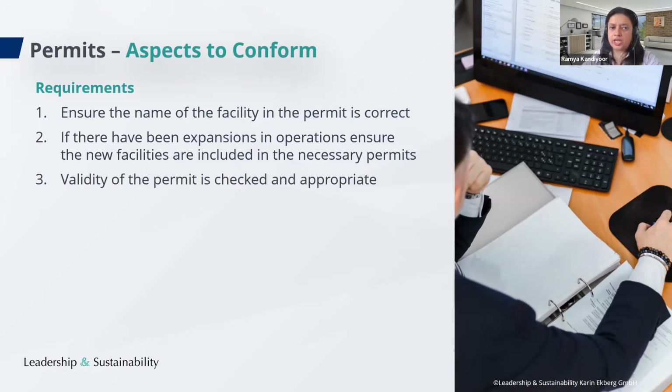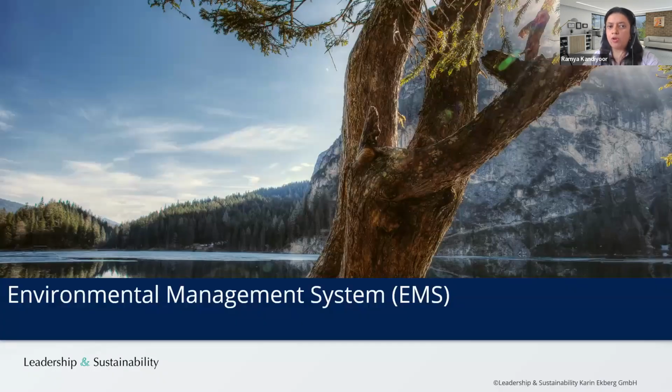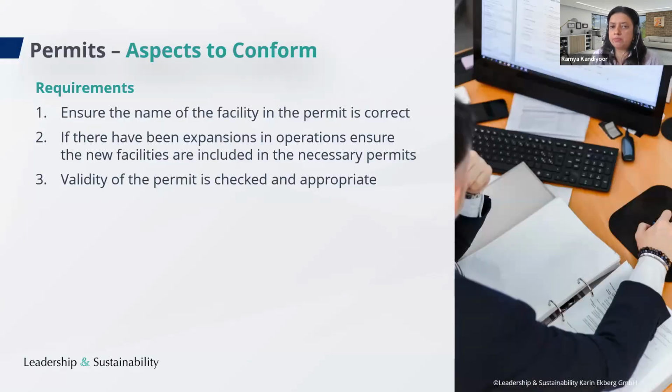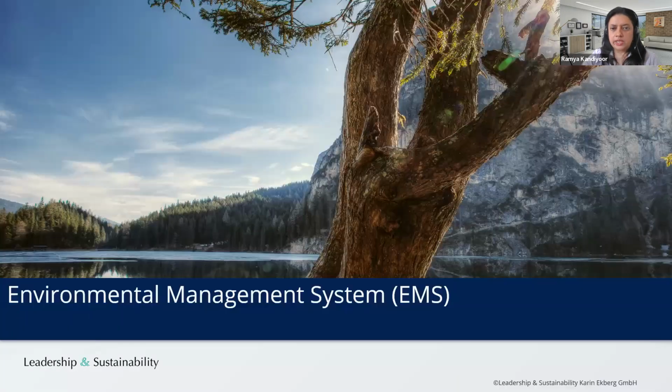Validity of the permit is checked and it should be appropriate, and at the time of submission of your Higg FEM, your permit should be valid, and this should be ensured. You should be able to show the verifier the latest permits which are valid at the time of the verification. Okay, so that is with regard to the facility environmental module. Let me just go back to our questions here. I could see that there were some more.